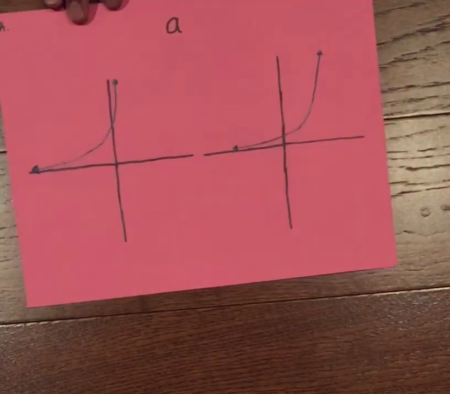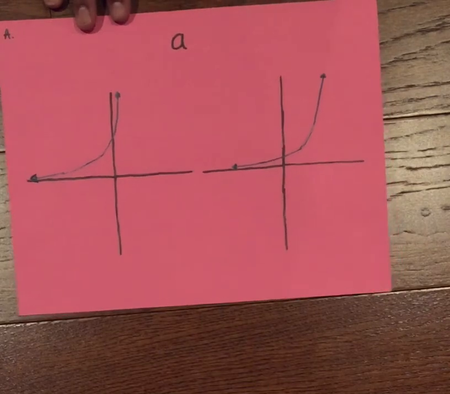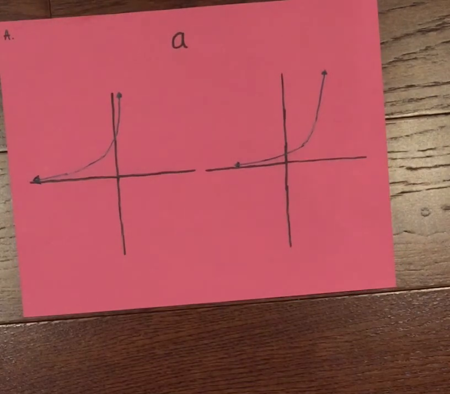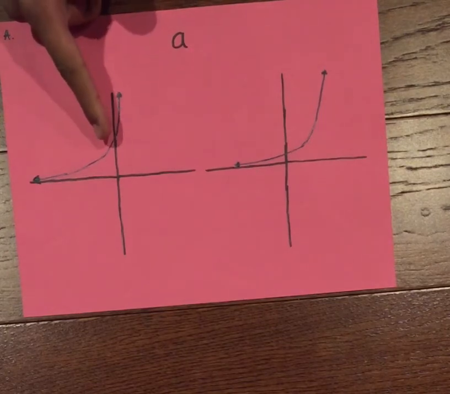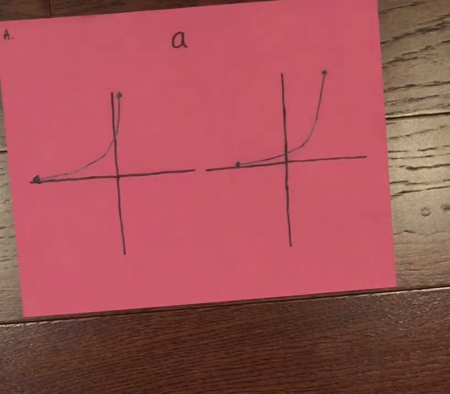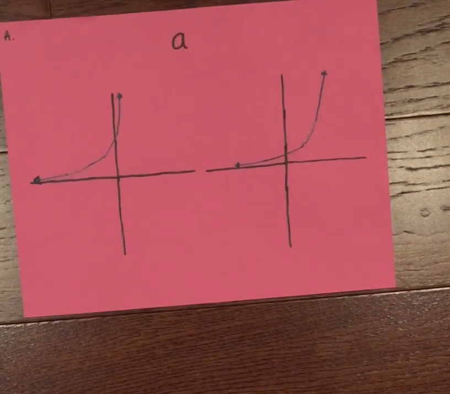Let's start off with a. So a is the starting value and the vertical stretch factor. So the higher the a value, the higher the bottom of the graph will be. The lower the a value, the lower the bottom of the graph will be. A negative a will result in a reflection over the x-axis.